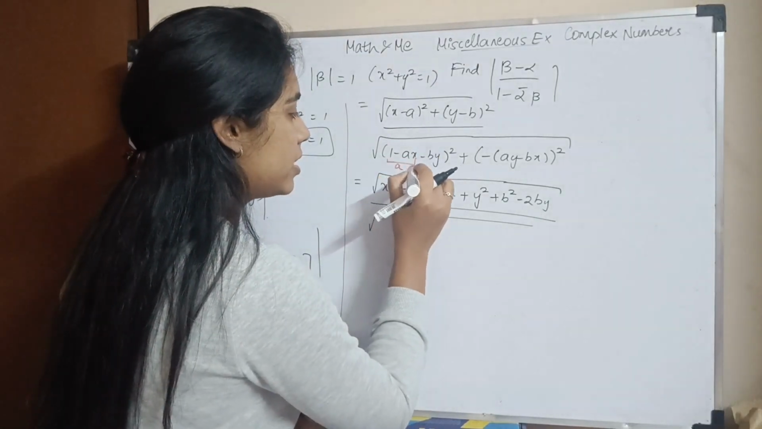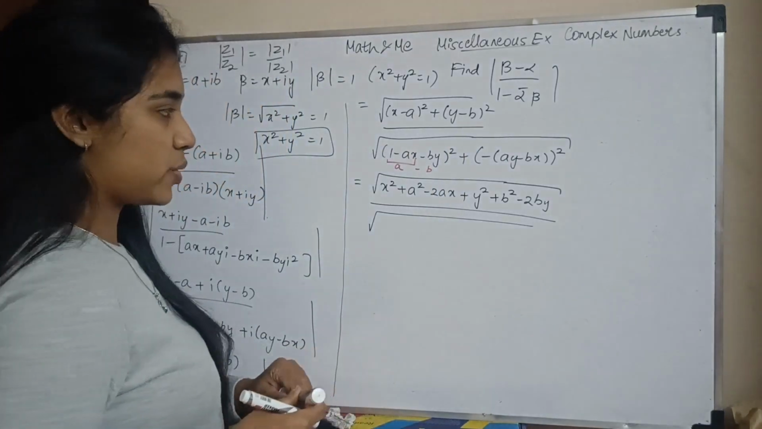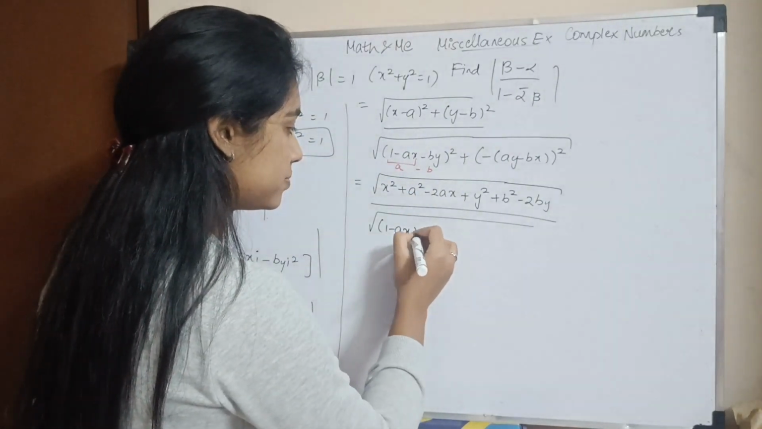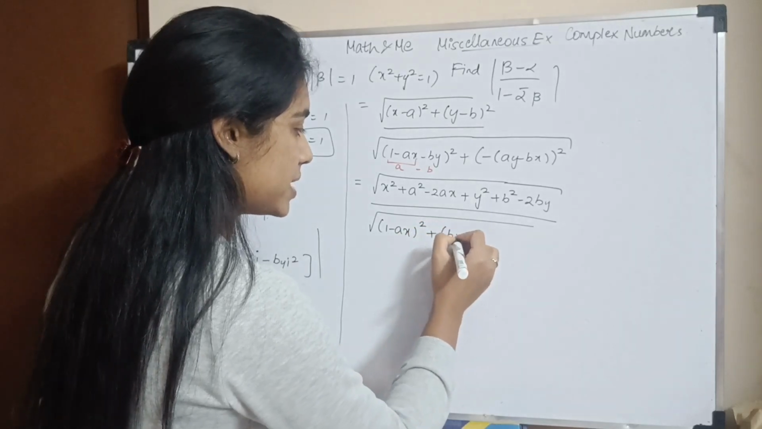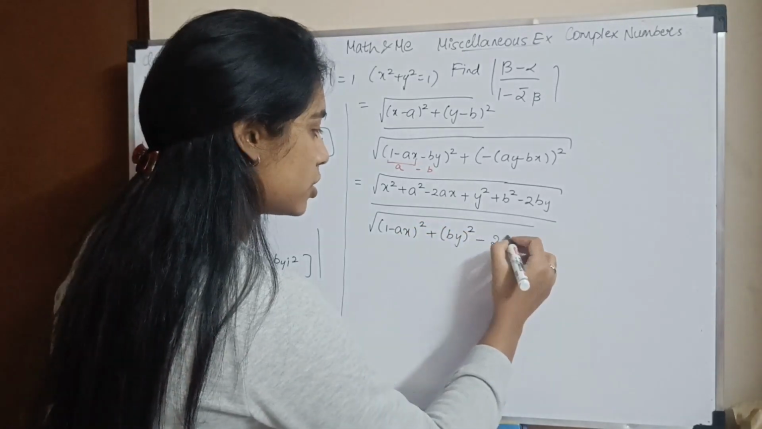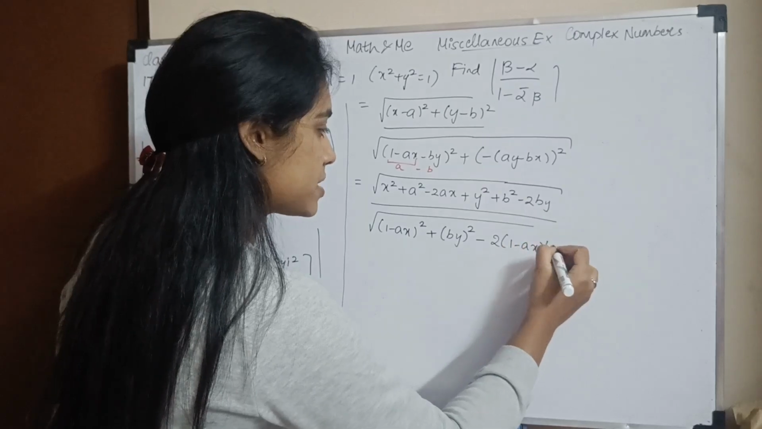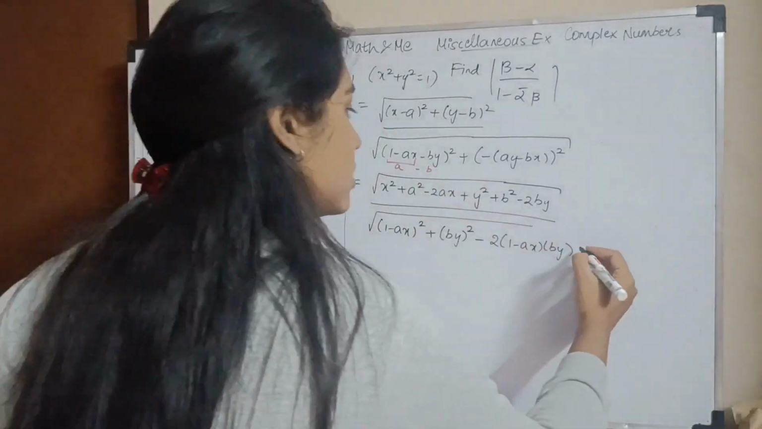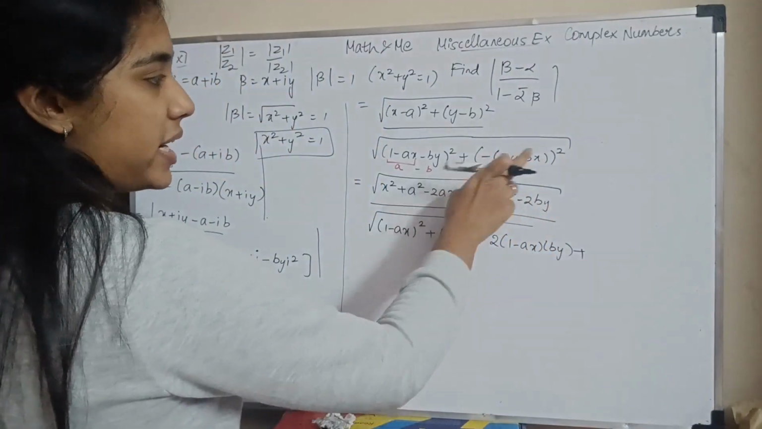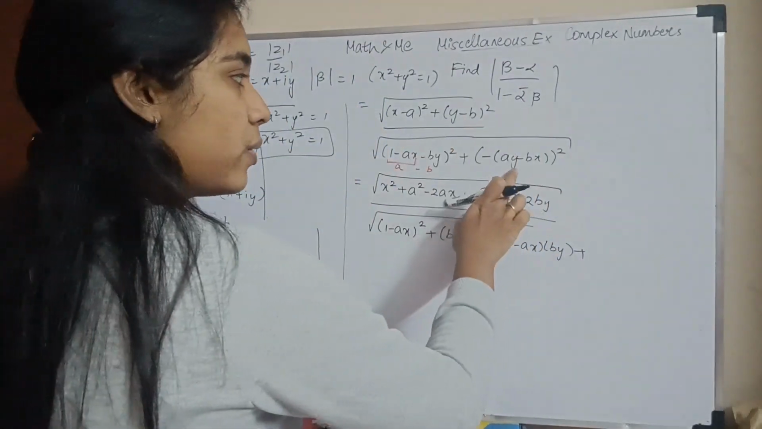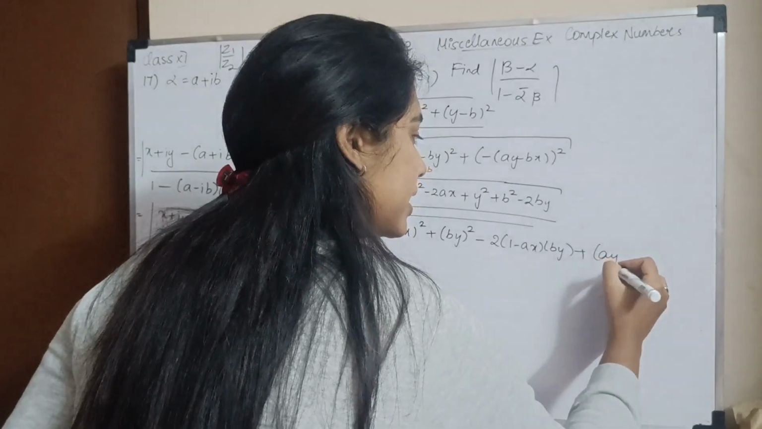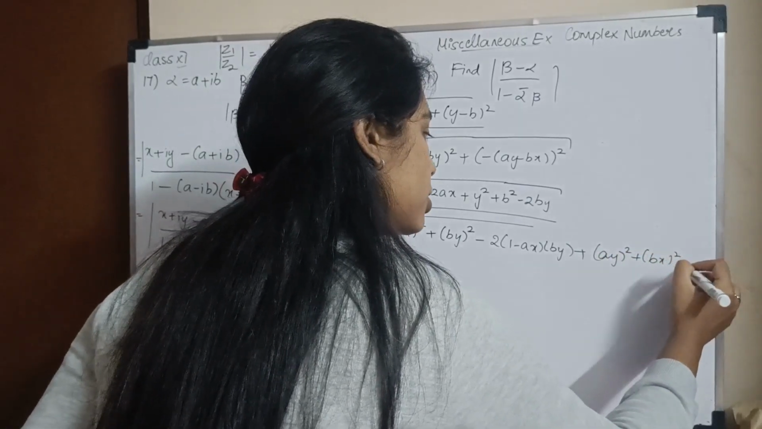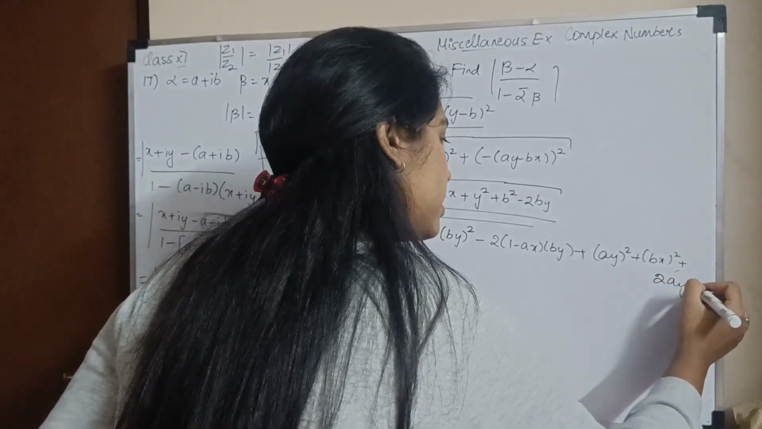So I have (a minus b) the whole square is a square plus b square minus 2ab. So it will be a square plus b square minus 2 times a times b. So this is this term. Okay. Then I have plus minus square, plus will come, ay minus bx. So it will be a square plus b square plus 2ab. So it will be 2ay bx.